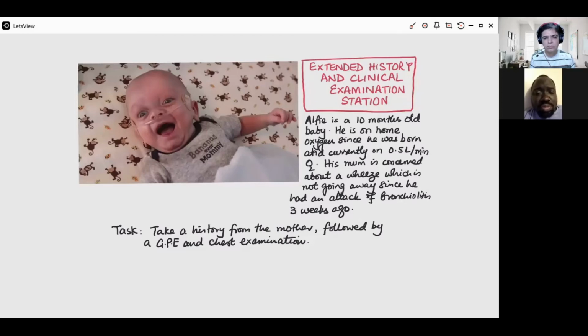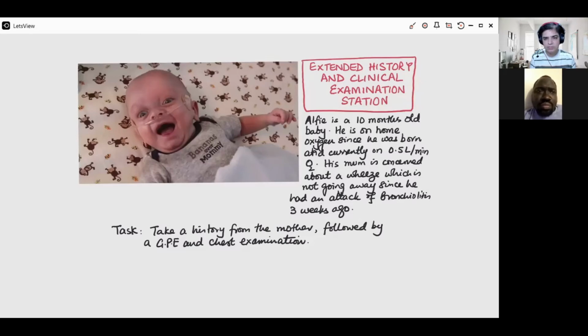So I like to examine his chest now. I'd like to inspect first to see if there's any asymmetry, to see if the chest is moving with respiration, and to see if there are any rickety changes. Alfie's chest hasn't got any scars. His chest seems symmetrical, and it's rising up with the breath. He hasn't got any subcostal recessions.